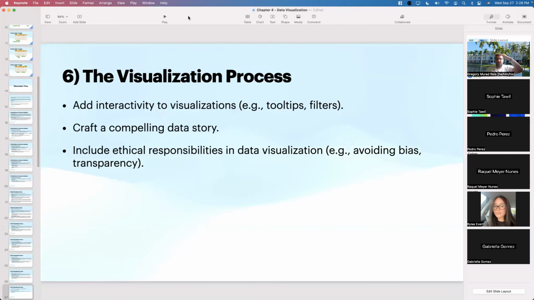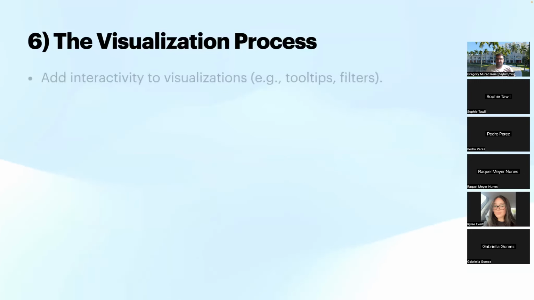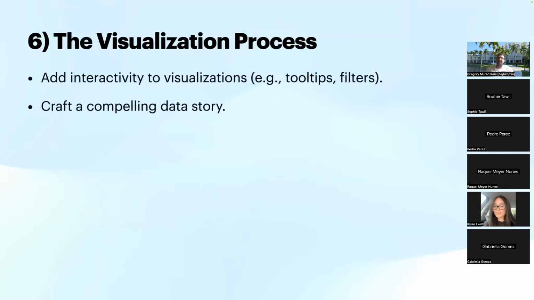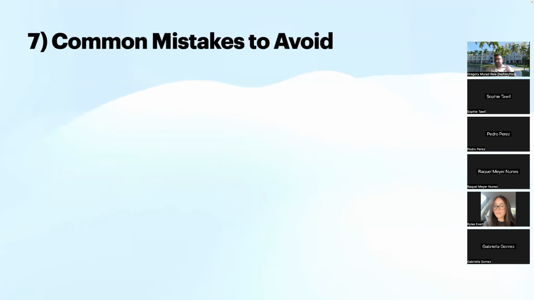So you can use the color of that line to show information about another parameter. For example, in my case, when I'm dealing with the time the robot is moving and the temperature for each one of them, I can use the color of that line to show how the oxygen level changes. So this type of interactivity gives extra information. Of course, we have to be careful not to clutter and provide too much information at the same time. Then we craft a compelling data story. Don't forget to include ethical responsibilities, all the ethical aspects on how the data was collected, avoiding biases, being transparent.